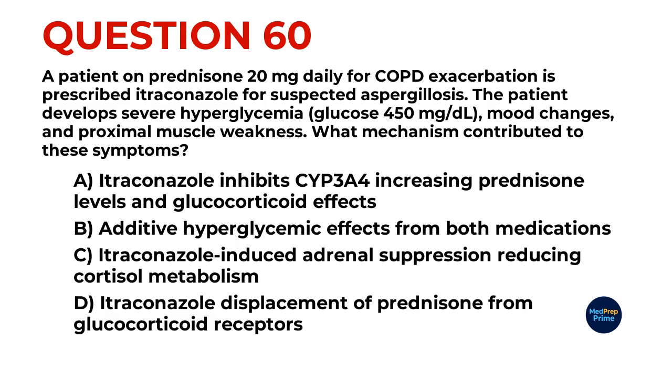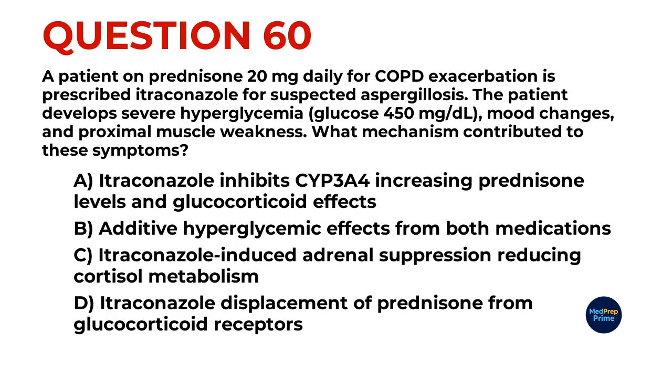A patient on prednisone 20 mg daily for COPD exacerbation is prescribed itraconazole for suspected aspergillosis. The patient develops severe hyperglycemia, glucose 450 mg/dL, mood changes, and proximal muscle weakness. What mechanism contributed to these symptoms?